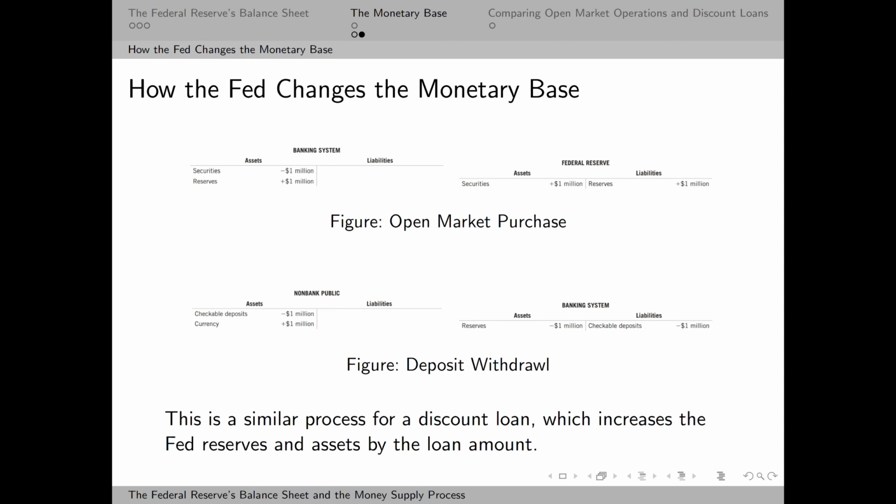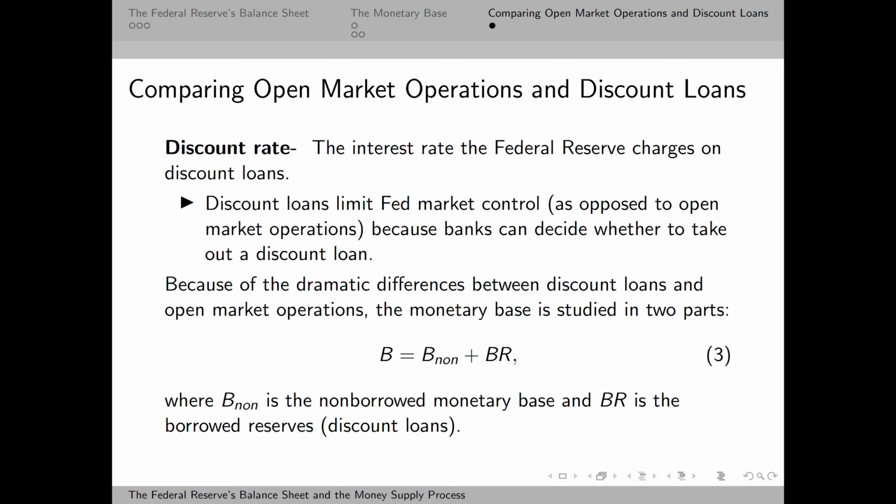Well, the bank's liability of checkable deposits is going to decrease by $1 million since the non-bank public is taking out $1 million in deposits. And then that also means that they have lost those $1 million in reserves. So their assets are now going to go down by $1 million as well. And now this is a very similar process for a discount loan, which increases the Fed reserves and assets by the loan amount. So now we're going to move on to comparing open market operations with discount loans.